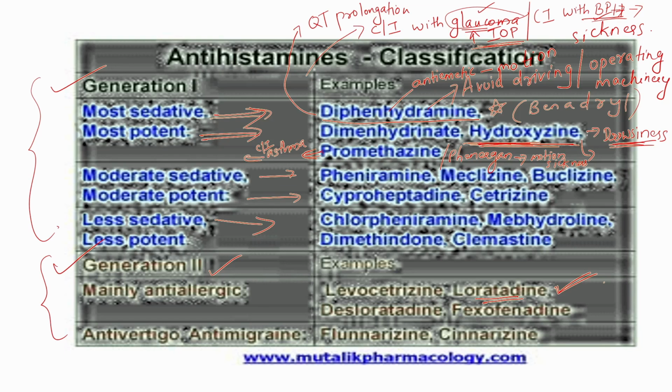Then we have anti-vertigo, anti-migraine drugs that are coming under generation 2, that is flunarizine and cinnarizine. These are anti-vertigo, anti-migraine drugs which are coming in the classification of antihistaminic drugs. So these are all the different drugs which we are familiar with as antihistaminic drugs, but each drug has its own different properties that I have been discussing now, and which are the most sedative ones and which are non-sedating drugs. All these we should be very much familiar with.